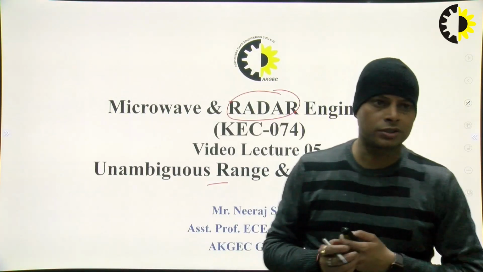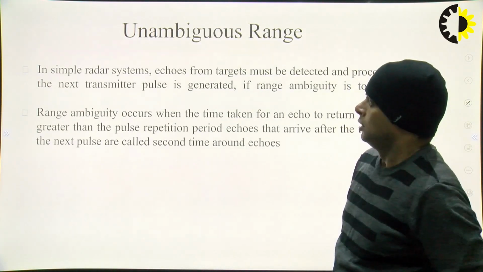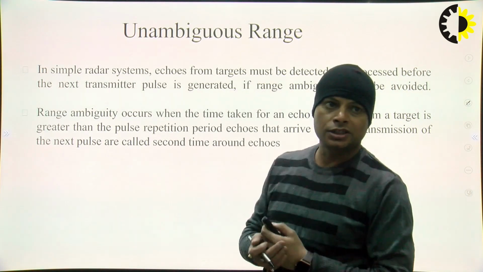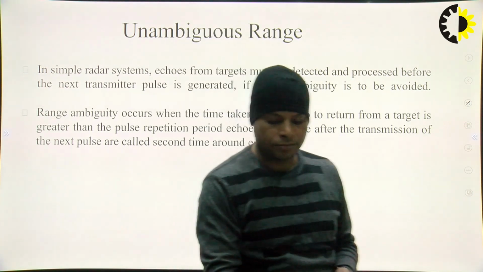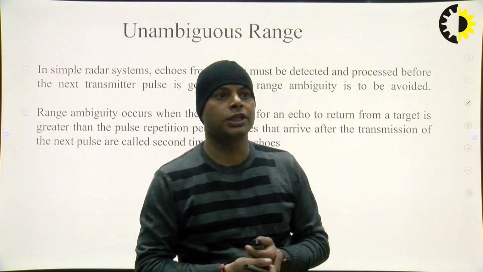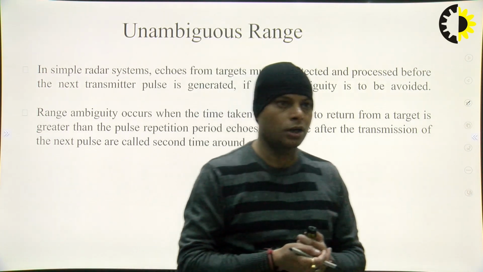Now, what is the unambiguous range? We have to focus on this one. In a simple radar system, echoes from targets must be detected and processed before the next pulse is generated if range ambiguity is to be avoided.